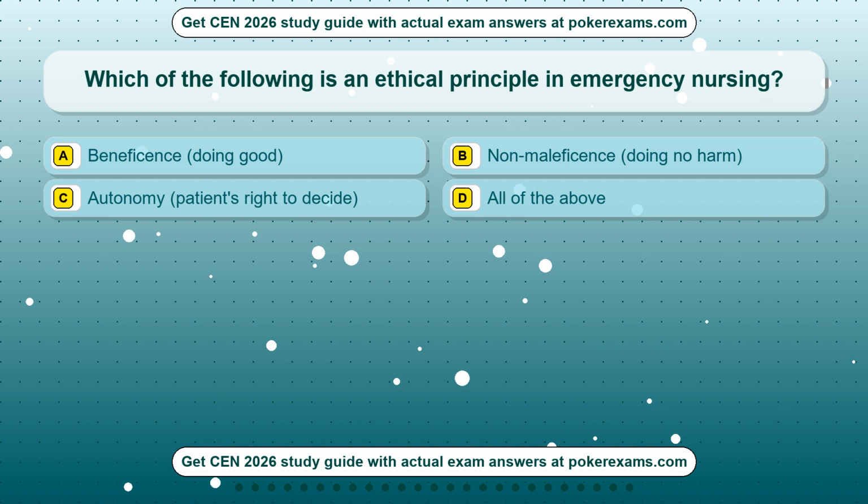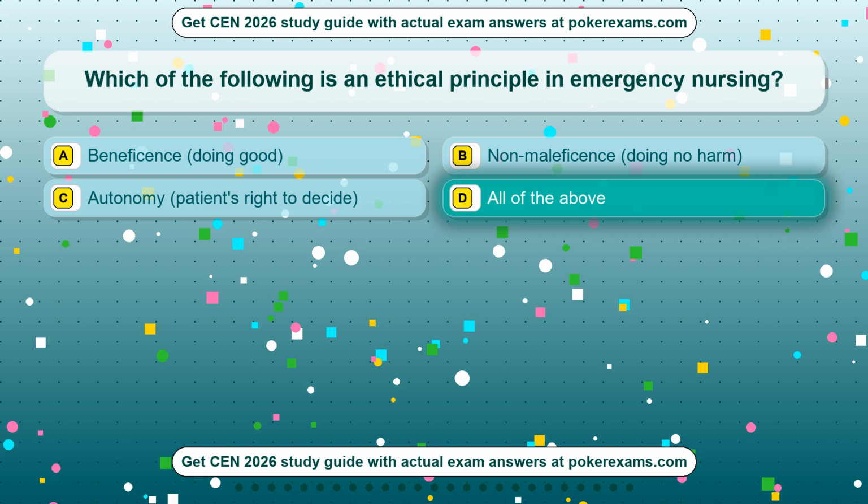Question 16. Which of the following is an ethical principle in emergency nursing? Option A, beneficence, doing good. Option B, non-maleficence, doing no harm. Option C, autonomy, patient's right to decide. Option D, all of the above. The correct answer is option D.